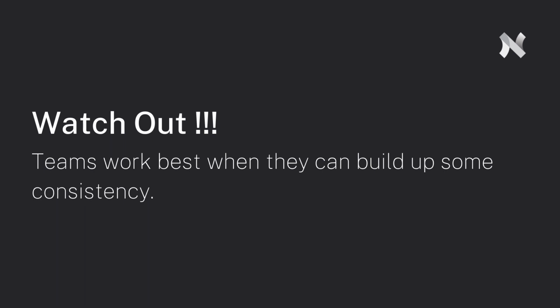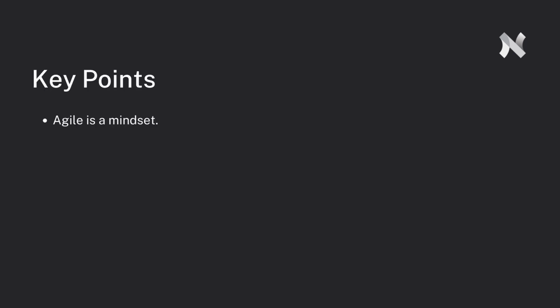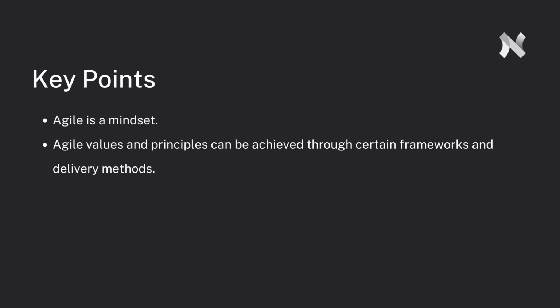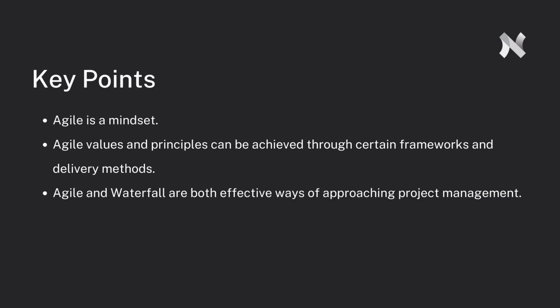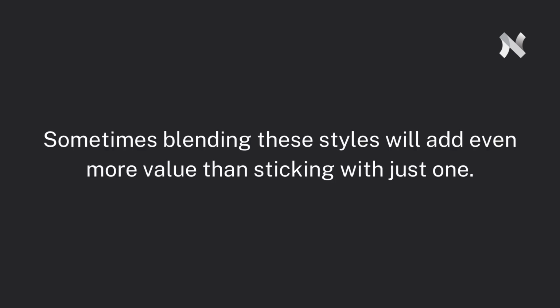Well, that brings us to the end of this video. Let's review the key points I want you to take with you. First, Agile is a mindset, a way of thinking about the project delivery process through the values and principles outlined in the Agile Manifesto. Second, Agile values and principles can be achieved through certain frameworks and delivery methods like Scrum, Kanban, XP, and Lean. And finally, Agile and Waterfall are both effective ways of approaching project management that add specific value. There are times when blending these styles will add even more value than sticking with just one, so don't be afraid to mix things up.